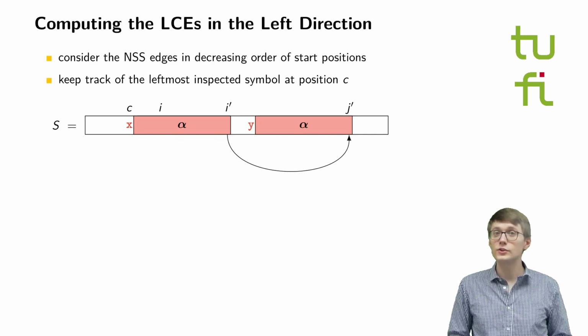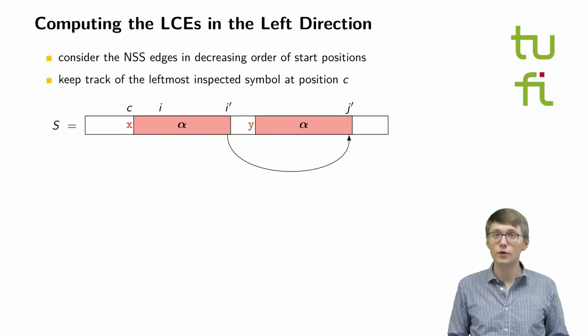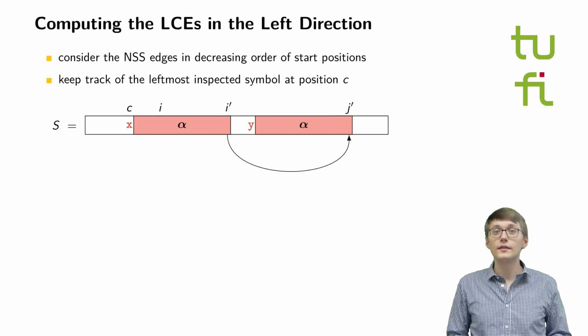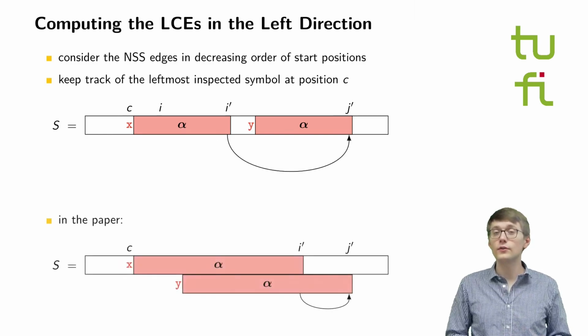For the presentation, we just assume that the two occurrences of alpha don't overlap. In the paper, we also consider the case where the two occurrences do overlap. This does not need any special handling by our algorithm. In fact, it only slightly complicates the proof of correctness.